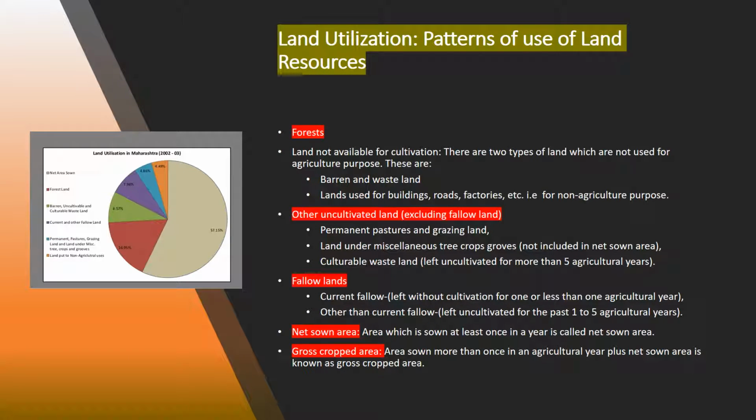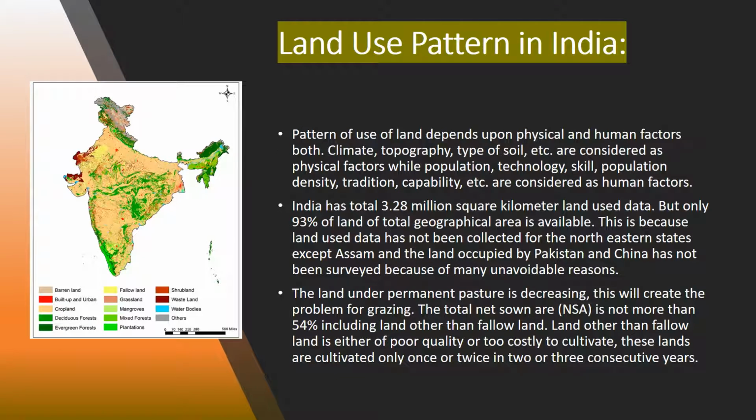Net sown area. The area which is sown at least once in a year is called net sown area. Gross cropped area. The area sown more than once in an agricultural year plus the net sown area is known as gross cropped area. The pattern of use of land depends upon both physical and human factors. Climate, topography, type of soil, etc. are considered physical factors, while population, technology, skill, population density, tradition, capability, etc. are considered human factors.